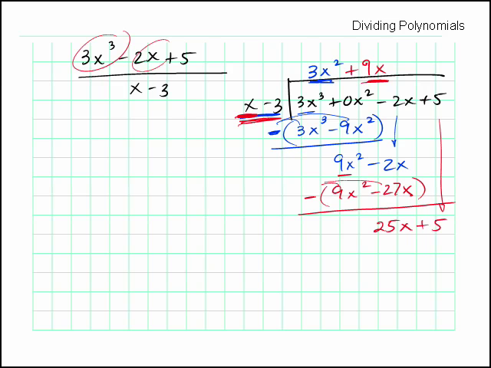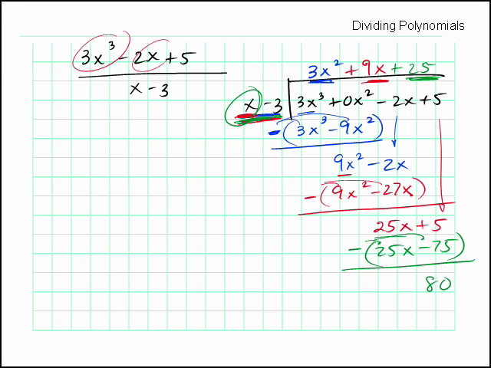What do I have to multiply this x by to turn it into 25x? I have to multiply it by a positive 25. Multiply 25 times x minus 3 is 25x minus 75. Draw a line and subtract. 25x is gone, and that gives me a remainder here of 80.